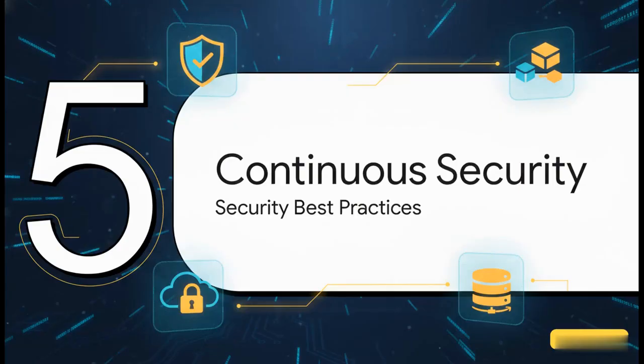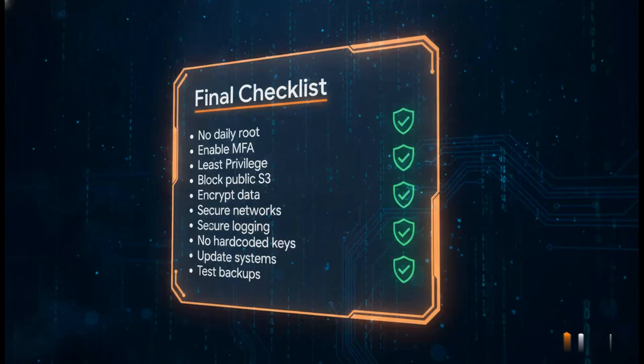Finally, Section 5, Continuous Security Best Practices. Let's wrap up the Cyventra Technologies Explainer by consolidating all of these solutions into a highly actionable checklist. If you want to dramatically reduce your risk, strictly enforce these 10 practices. 1. Never use your root account for the daily grind. 2. Universally enforce multi-factor authentication. 3. Always apply the principle of least privilege across your IAM policies.